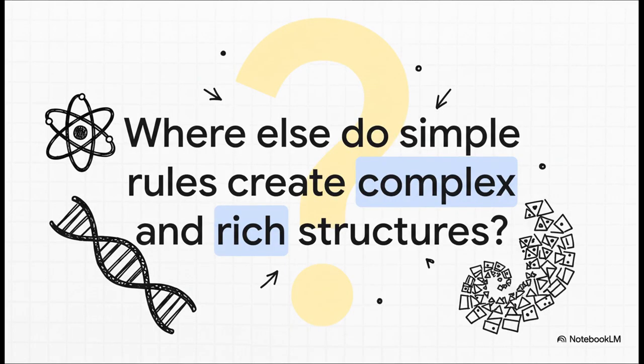And that's really the heart of this explainer. It leaves you with a final, bigger thought, right? This idea that a few simple, fundamental rules can give rise to incredibly rich and complex structures. That's not just a math thing. You see it everywhere, from the laws of physics that govern galaxies to the simple code of DNA that creates all life. So where else do you see it? It's something to think about.